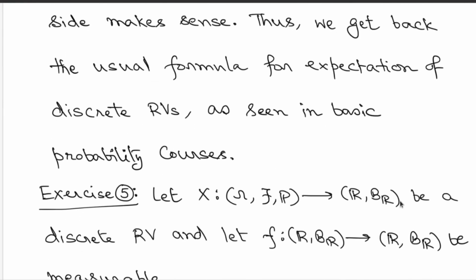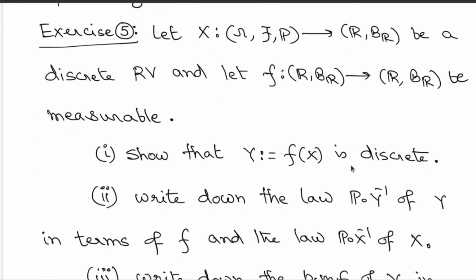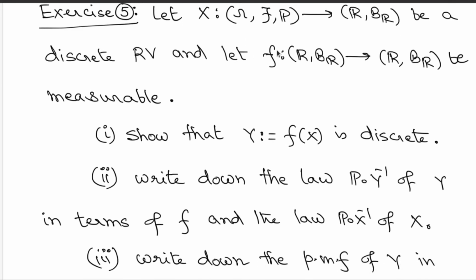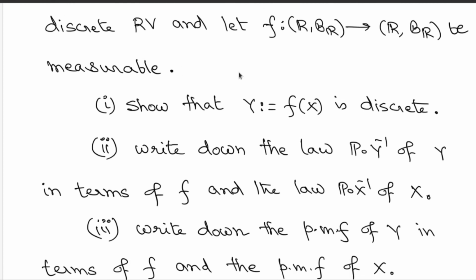Alright. So with this in hand, once you know how to compute these expectations, you can now make some interesting comments. Alright. So these are listed in this exercise. You start by looking at a discrete random variable and let f be measurable. Now look at the composition of f with x. So that is nothing but f of x. So you can immediately claim that f of x is a random variable.